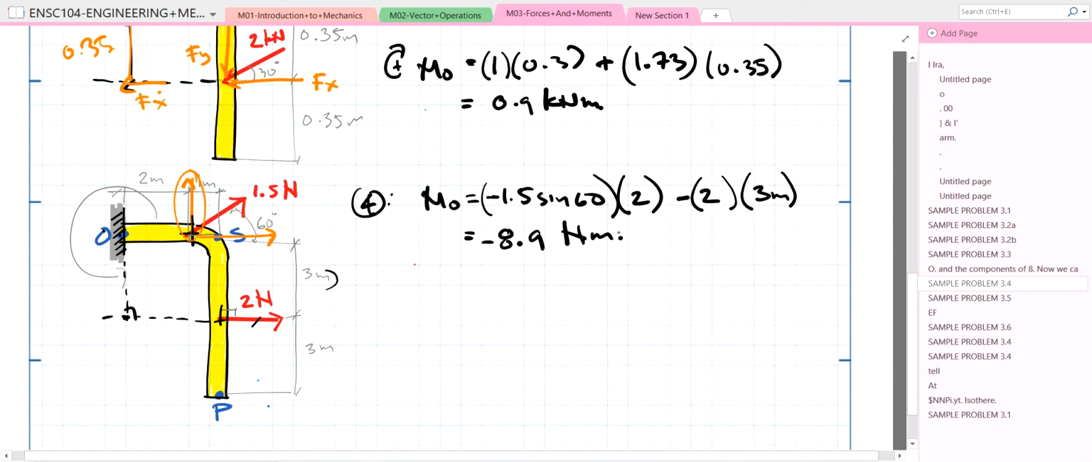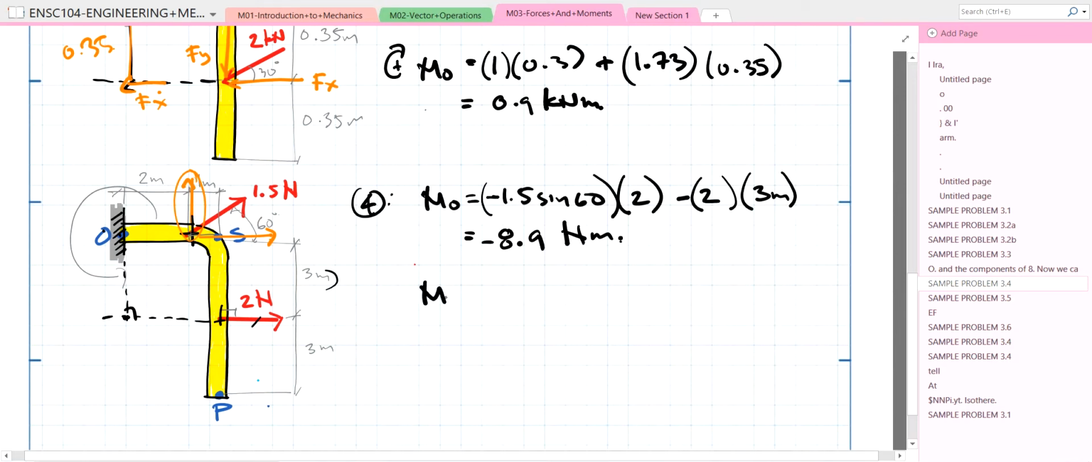And by the way, in some problems, the units might be in kilonewtons for one force and in newtons, or maybe in pound force, for another. Then you just have to be consistent with the units. So if this one is in kilonewton and this one is in newton, then you just have to apply the prefix value.